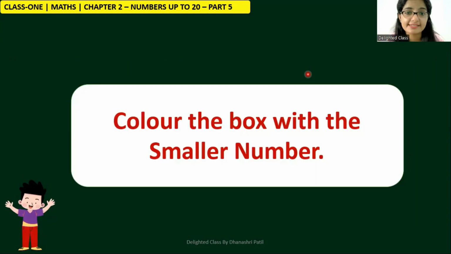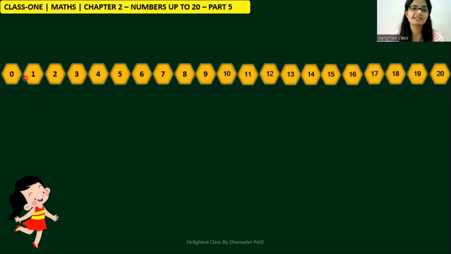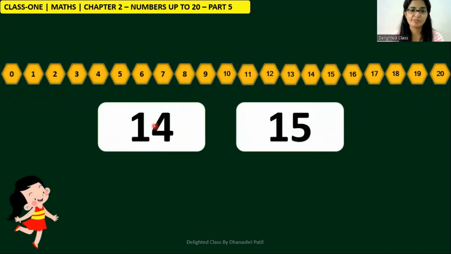Let's have one exercise. Color the box with the smaller number. अब हमें क्या करना है? Smaller number को color करना है. ठीक है, now the exercise is, see, these are the number 14 and 15. अब इसमें smaller number कौन सा होगा? जो 0 के ज्यादा पास होगा. The number which is closer to 0 is a smaller number, right?